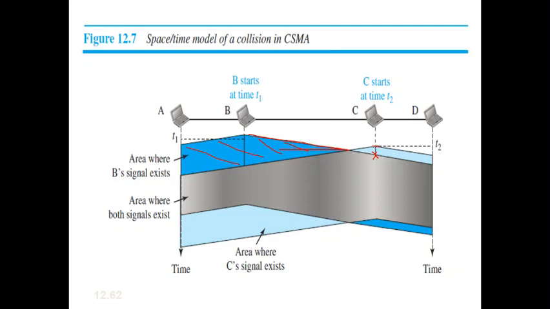Because of propagation delay, at this point of time there will be a collision between the first bit of the frame sent by B and the one sent by C. So after this, there will be a collision in this area. This is the area where the medium contains both frames of B and C. And here, this is the content where I have only C's signal, that is the frame sent by C. So that is why, because of propagation delay, there will be a collision in the CSMA protocol.